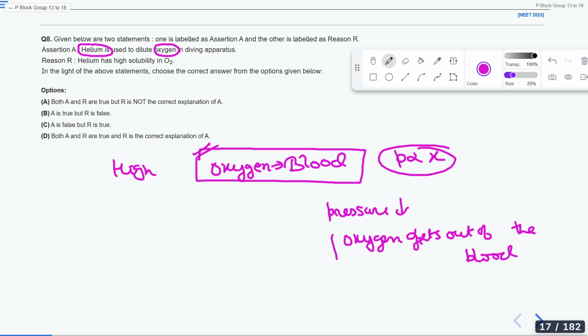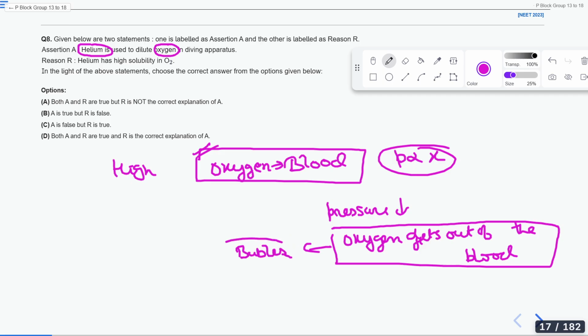And if this happens, then in your vessels, veins and all, where the blood is flowing, there the oxygen will come out. You know it very well. Whenever air comes out of the liquid, it forms bubbles inside it. So there will be formation of bubbles, and this situation is very painful for the individual. So he faces severe pain whenever this occurs in his body.